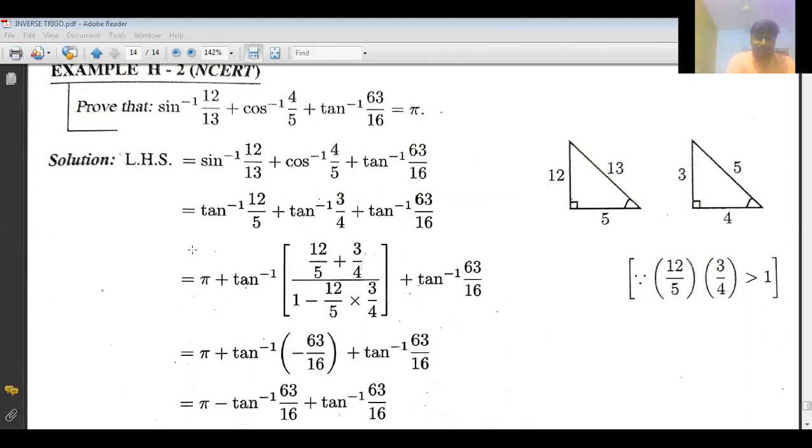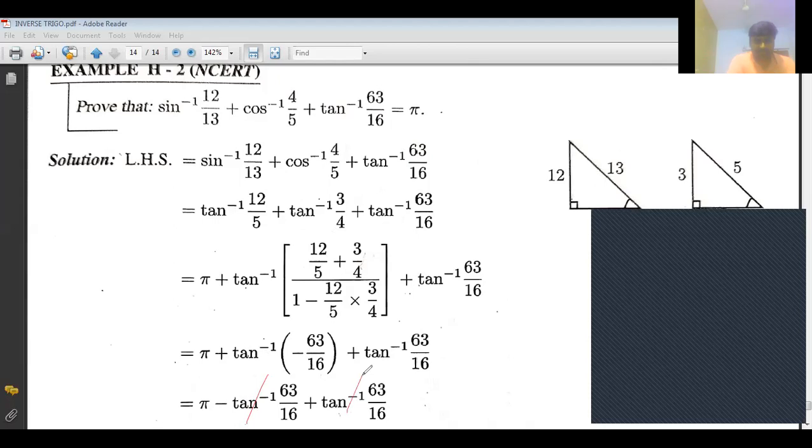Again, the formula is pi plus tan inverse of. So remember these, this is very important. So tan inverse of 12 by 5 plus tan inverse of 3 by 4. This is example one, I think. So pi plus something. Now finally what do you get? This is negative, so this one can be cancelled there. So finally we'll get the result as pi. Clear? So now let us go for the last question in this.